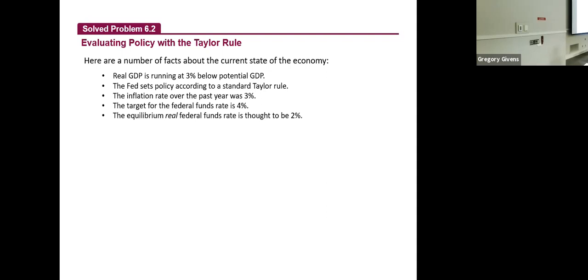Let's suppose that I give you the following information. Real GDP is running 3% below potential. The Fed sets policy according to a standard Taylor rule, according to the formula that we just talked about. The inflation rate over the past year was 3%. The target for the federal funds rate, that's i_FF star, is currently 4%. The equilibrium funds rate is thought to be, its estimate is 2%. Can you guys figure out what the inflation target is, given that information?